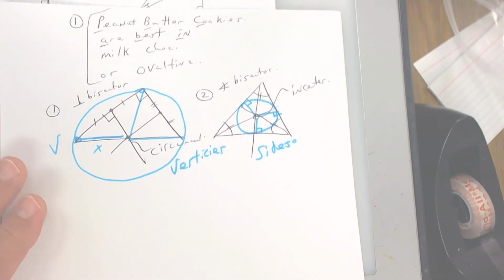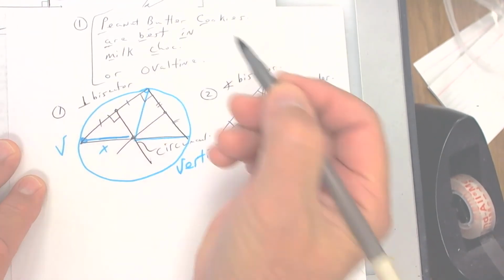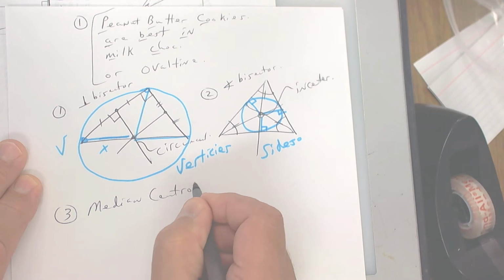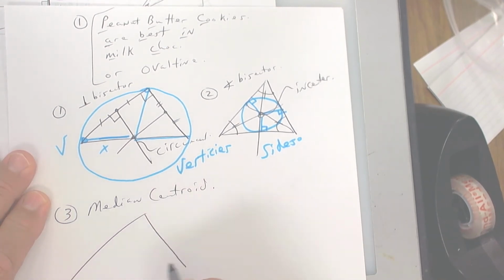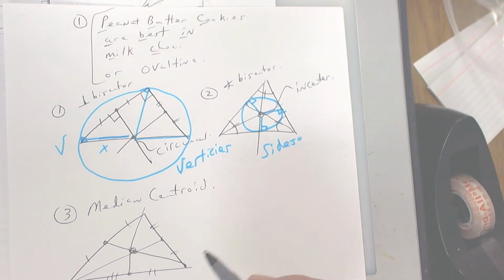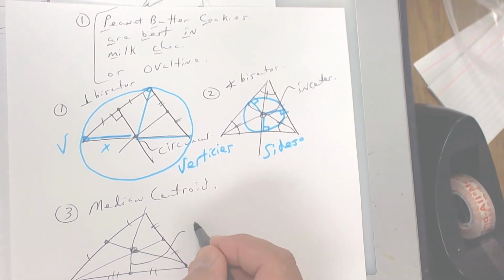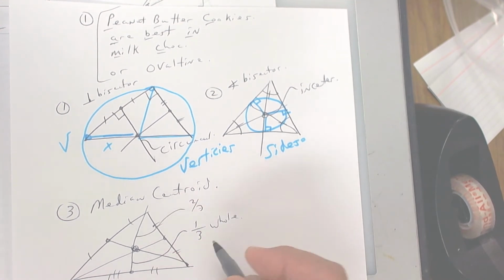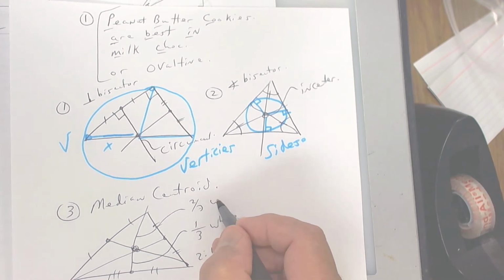Number 3 is the median, and it's a centroid. So number 3, put median, and then centroid. You need to know this just like this. So draw a triangle. A median is a midpoint, and then go to the vertices. This is your centroid here. Now that wasn't too straight. Anyway, the relationship is 1/3, 2/3. So the small piece is 1/3 of the whole thing, and the big piece is 2/3. It's a 2-to-1 ratio of the whole thing.